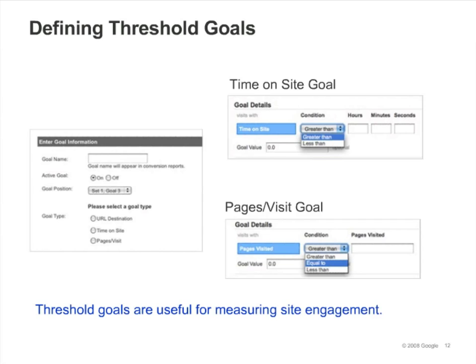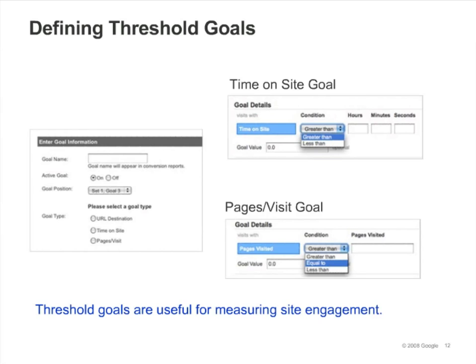To define a time on site goal, select Time on Site as the goal type. Next, select greater than or less than, and enter an amount of time, for example, 15 minutes. We'll discuss goal value shortly. To define a pages per visit goal, select Pages per Visit as the goal type. Next, select greater than, equal to, or less than, and enter a number of pages.